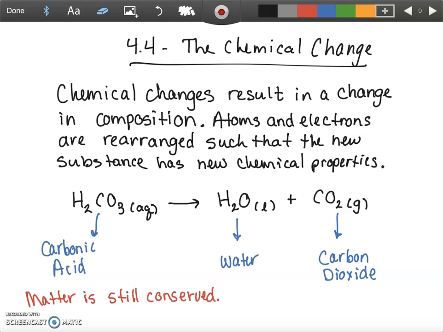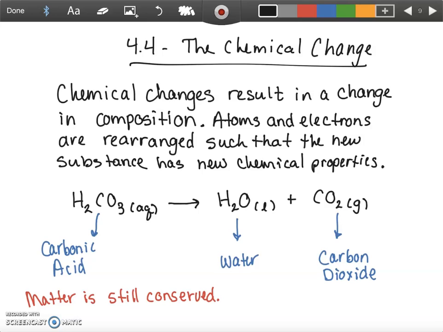And just to give you a little bit of a hint on how these are so different, carbonic acid is a very, very weak acid that you find in sodas, okay? But water is relatively neutral, and it's something that we need to dissolve things with, and we need it to live, and carbon dioxide is the gas that we breathe out, okay? Very, very different from the starting substance.